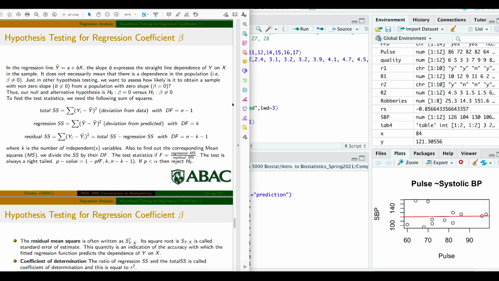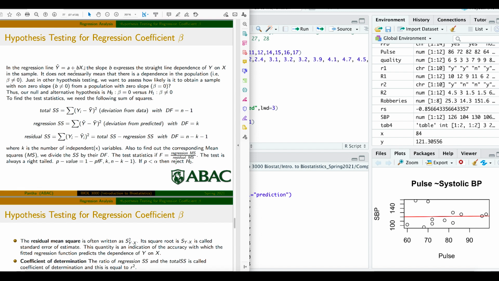So in the regression line, y hat equals a plus bx, the slope b expresses the straight line dependence of y on x in the sample. It does not necessarily mean that there is a dependence in the population, because this just tells about the sample only, whether the sample x values are causing changes in the sample y values or not. If there is, then the changes will be b per unit x change. But we want to know what will happen in the population. So it does not necessarily mean that there is a dependence in the population.